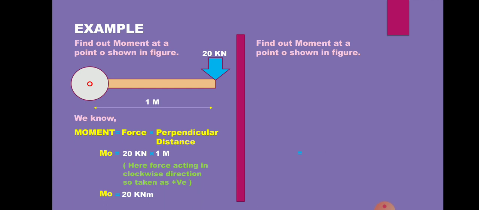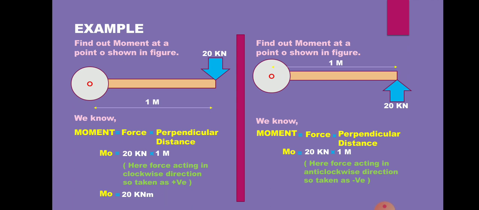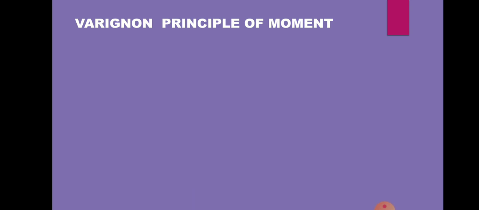Now let us move on to an example of anti-clockwise moment. Find out the moment at point O shown in the figure. Here also a figure is given on which a 20 kilonewton force is applied in the anti-clockwise direction. We know moment equals force into perpendicular distance. So moment at O is equal to 20 kilonewton force into 1 meter distance. Here the force acts in the anti-clockwise direction, so it will be taken as negative. So moment at O equals minus 20 kilonewton meter.